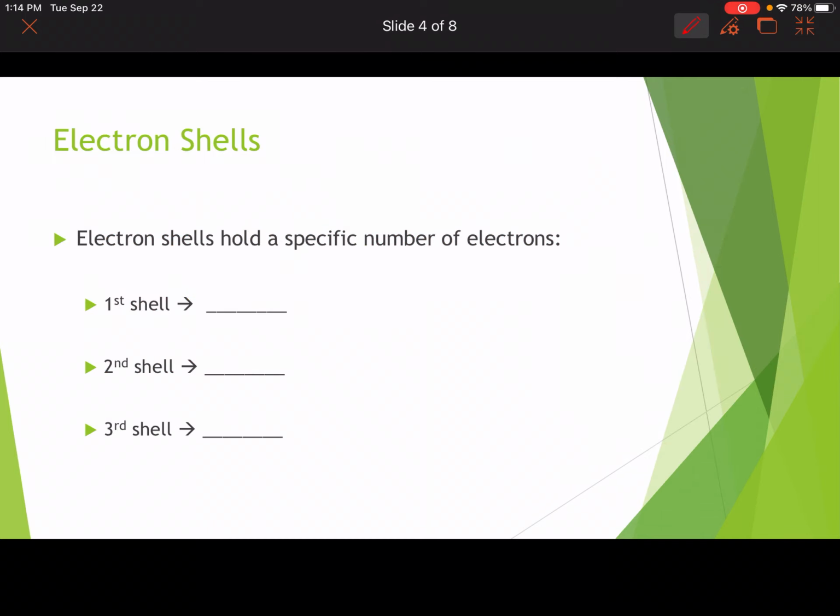Now, electron shells. Electron shells hold a specific number of electrons. We actually already talked about the order before, but it might not have made much sense to you. In the first shell or the first orbital, those words can be used interchangeably. In the first shell, we can only hold 2 electrons, okay? The second shell can hold up to 8 electrons, and the third shell can also hold up to 8 electrons. So the pattern is going to be 2, 8, 8. Now the thing is, you fill up one shell before you move to the next.